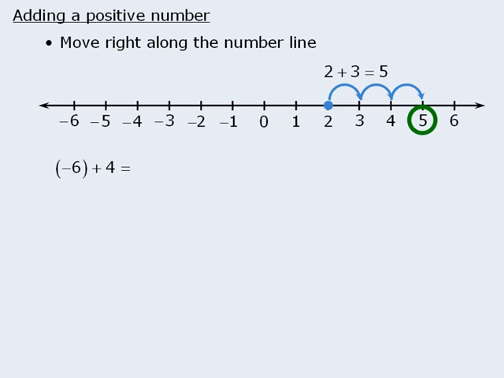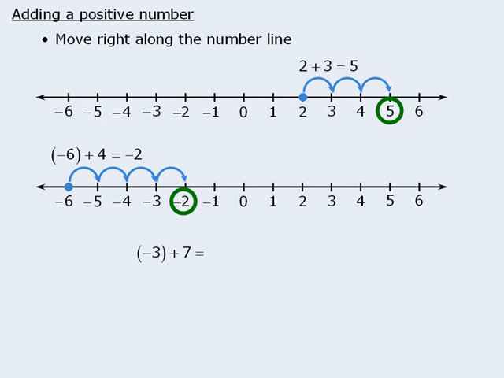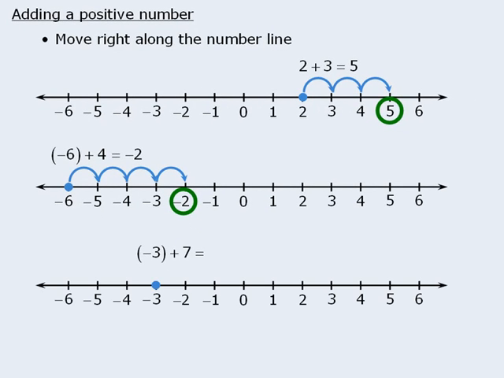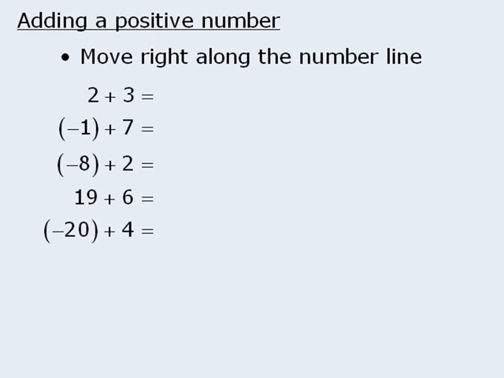Similarly, to find the sum of negative 6 plus 4, we begin at the first number, which is negative 6, and then move 4 spaces to the right, 1, 2, 3, 4, and end at negative 2. So negative 6 plus 4 is equal to negative 2. Finally, to find the sum of negative 3 plus 7, we begin at the first number, negative 3, and then move 7 spaces to the right to end at 4. So negative 3 plus 7 equals 4. Now that we have covered adding positive numbers, you can practice with these sums to see if you get the following results.